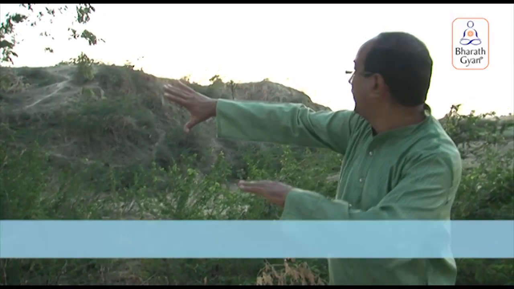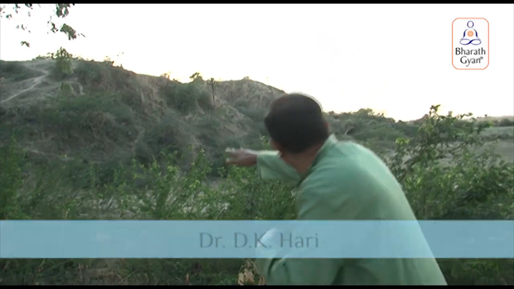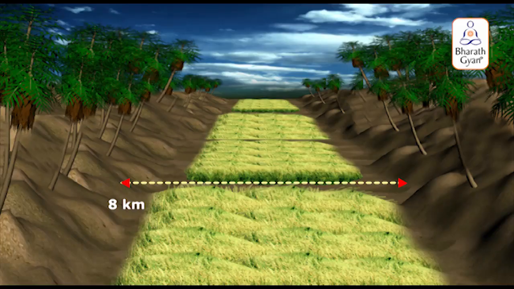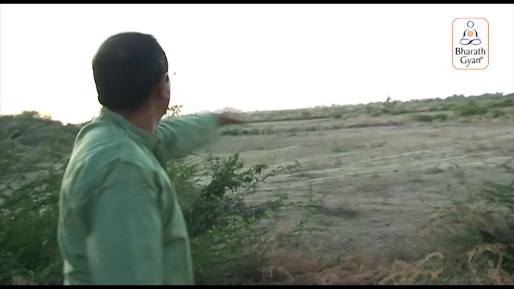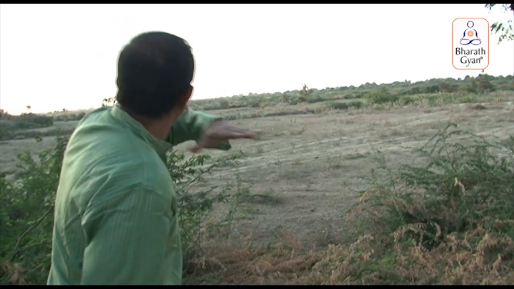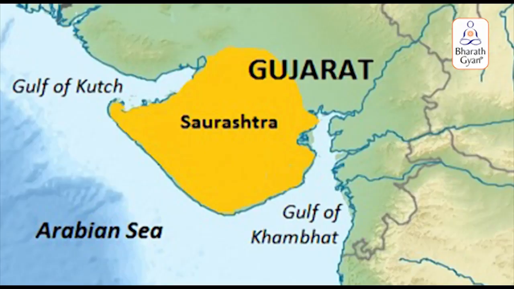This is the banks of the Saraswati river. This bund is the river bank, the river bund. After this, you get the flat of the river going for kilometers on all sides. So this is the river flow path of one of the distributaries of the Saraswati Nadi. It flows down all the way into the Saurashtra region to the Arabian Sea.